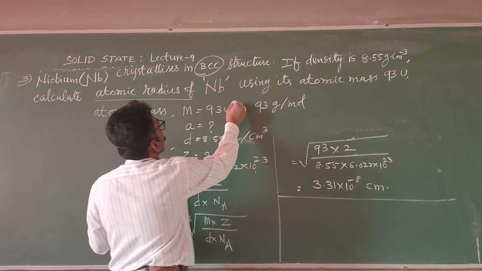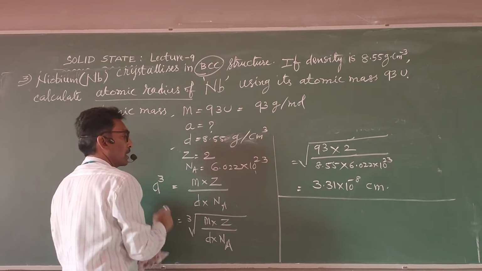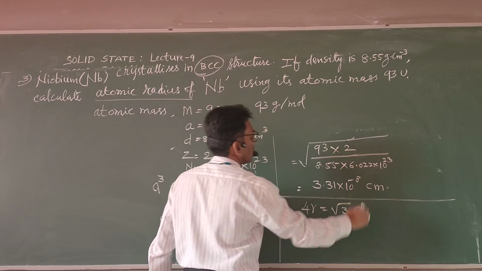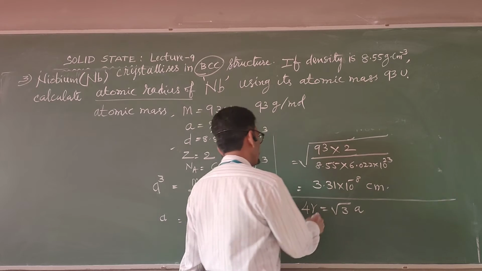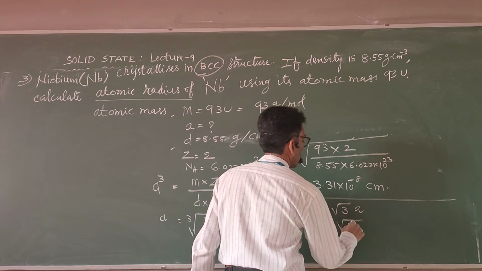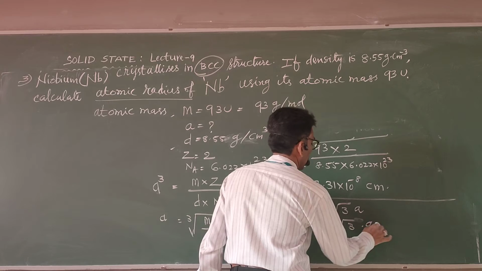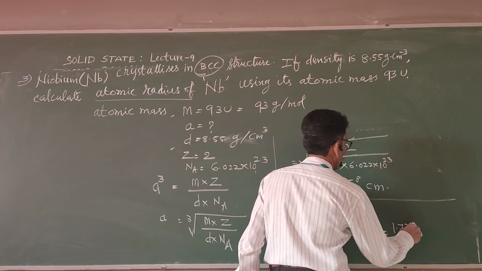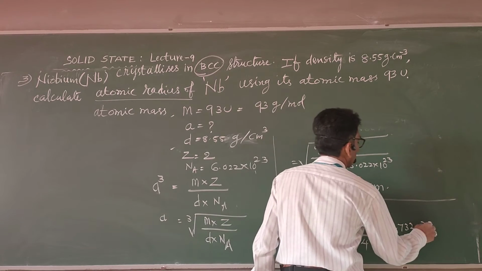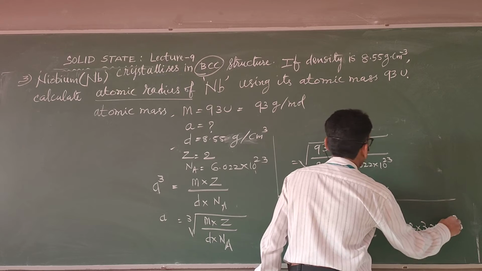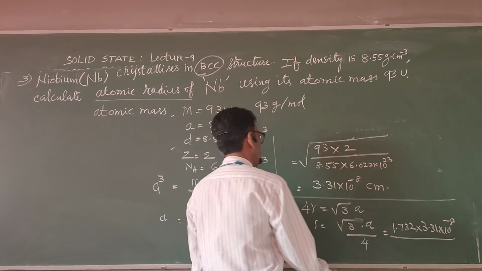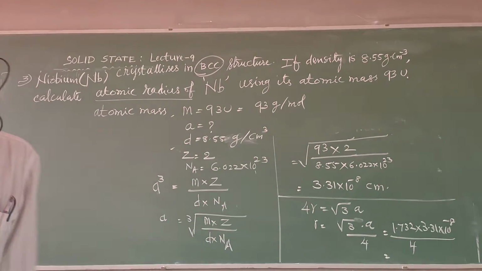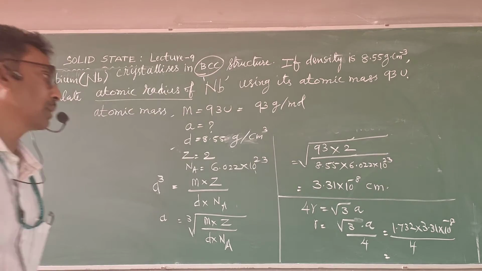Now radius is asked, dear student. So radius is obtained from a and the relation is 4r is equal to root 3 a. Root 3 into a we studied. Now r is equal to root 3 into a by 4. After substitution, root 3, 1.732, a value 3.31 into 10 to the power of minus 8 over 4. Then the final answer, it is very easy by you, that is 143 picometers.